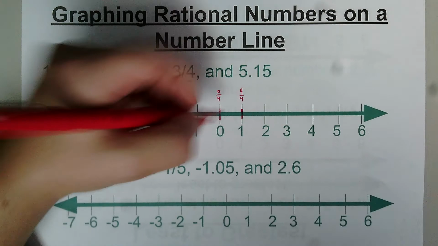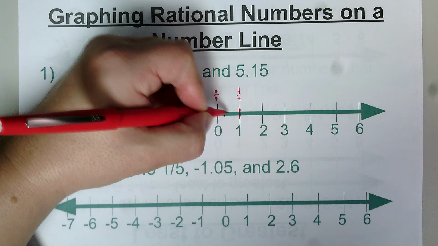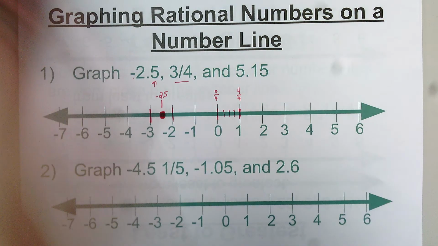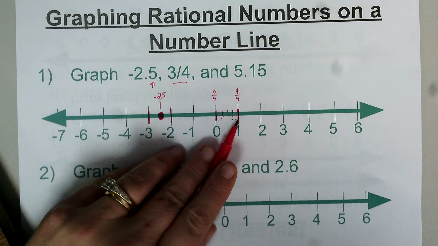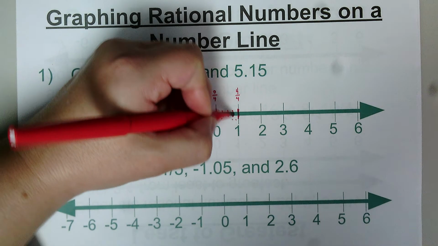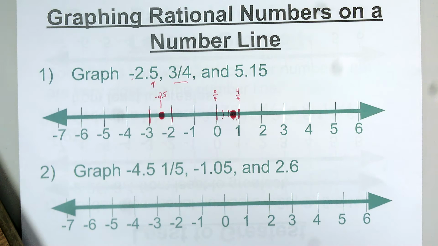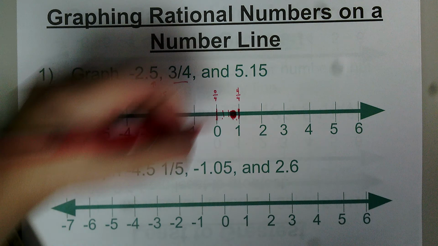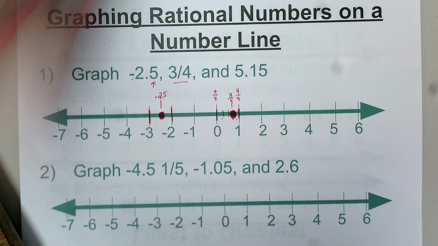All right, so if I was to break this out into little pieces, I could say 0/4, 1/4, 2/4, 3/4, 4/4. All right, 3/4 is right here. It falls close to the 1 or to the 4/4, but not quite. And so this is 3/4.